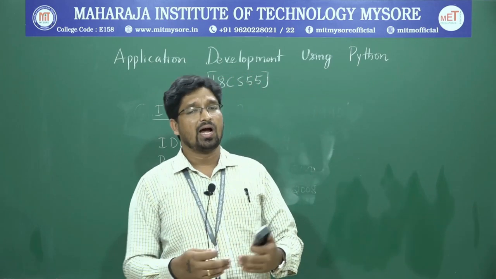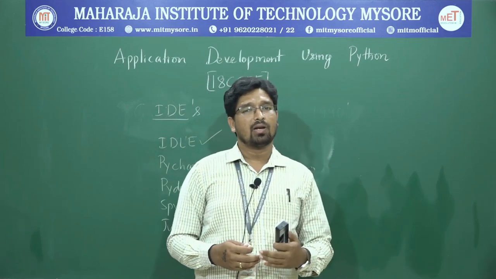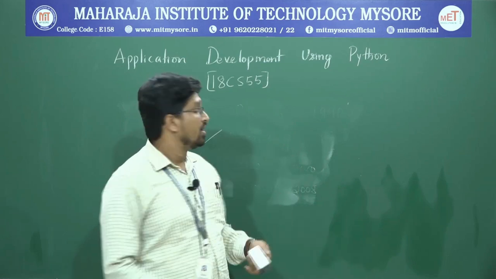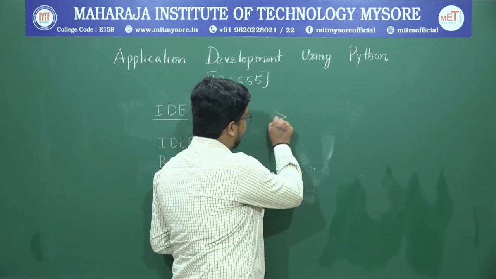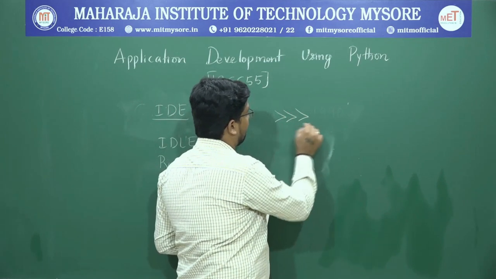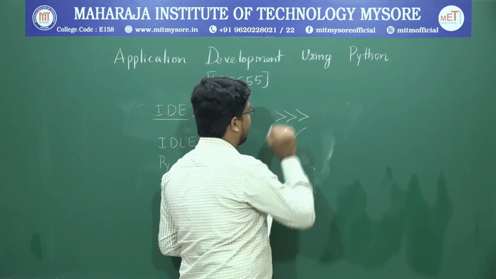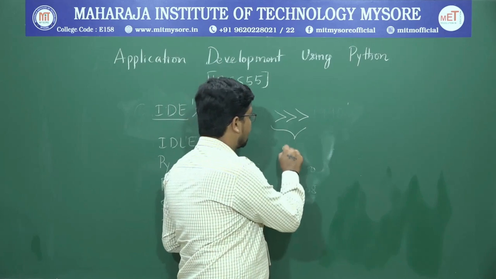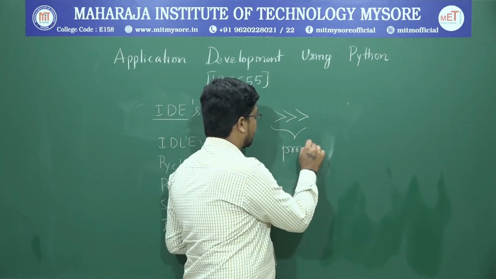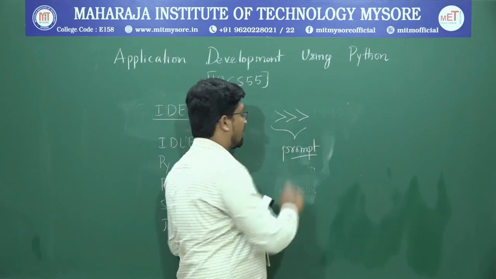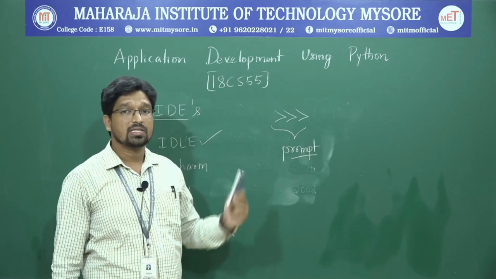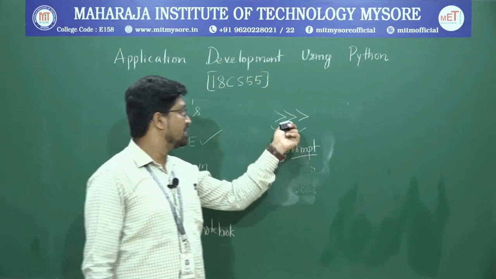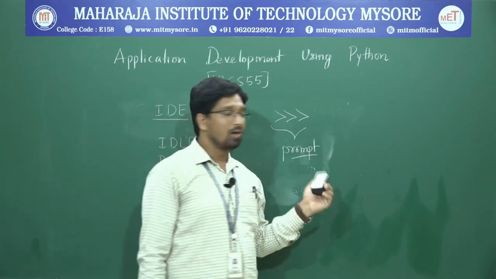If you go to Google and search for IDLE, you will get a downloadable link. If you open IDLE for the first time, it starts with a symbol like three greater-than symbols. This symbol is called the prompt symbol. So whenever you open IDLE, you will get this symbol, the prompt symbol.